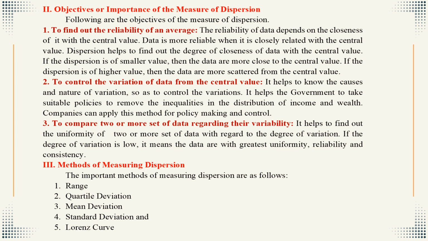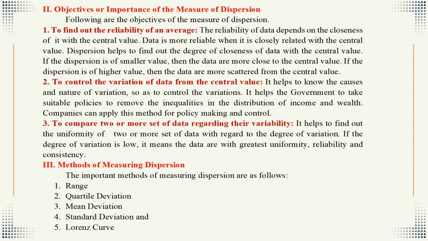Then objectives and importance of measures of dispersion. Mainly you find that the objective is to find out the spread of the data. Let us see what all that are. First one, to find out the reliability of an average. The reliability of data depends on its closeness with the central value. Data is more reliable when it is closely related with the central value.